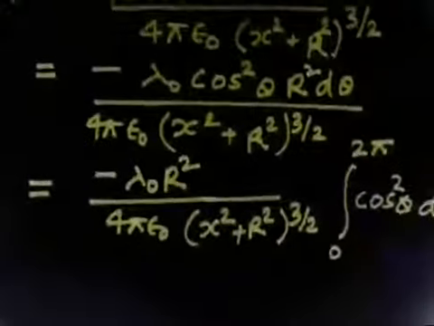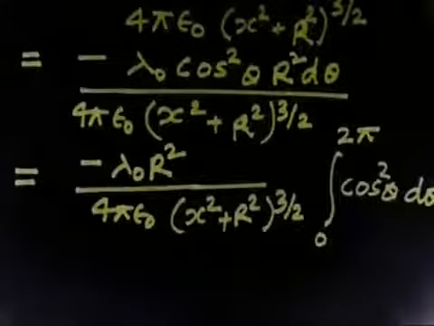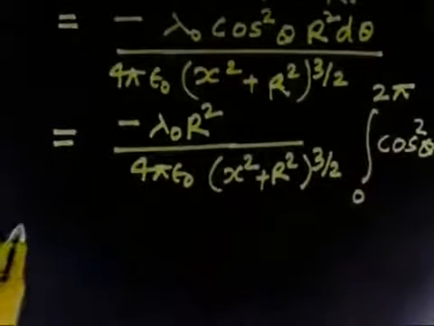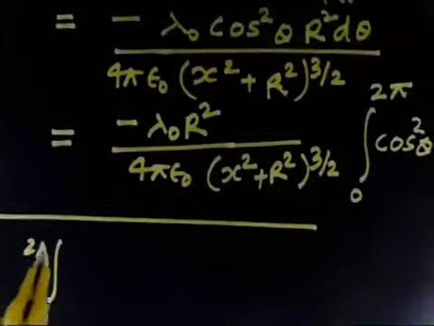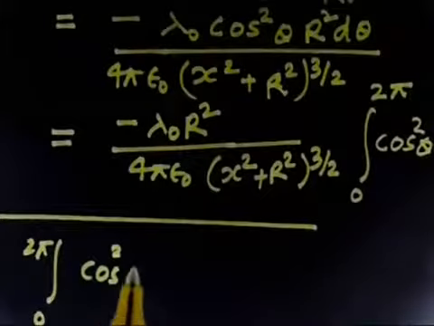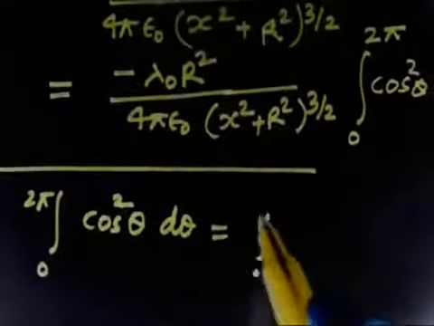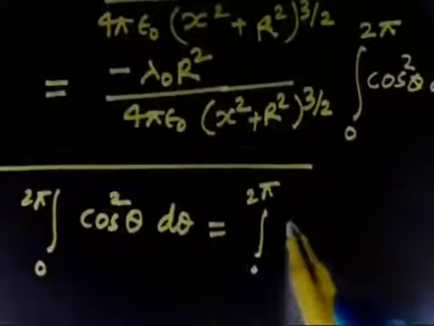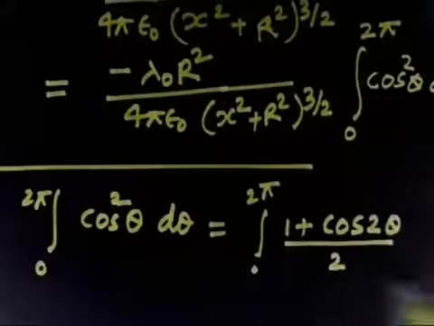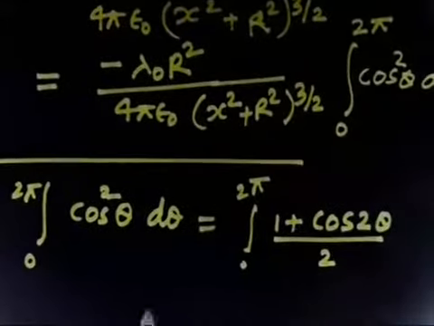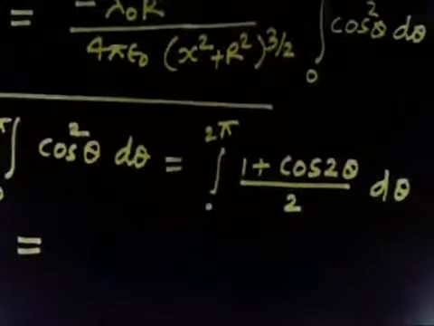Now I have to do integration of cos square theta d theta from 0 to 2 pi. So let me do this integration. Integration of 0 to 2 pi cos square theta d theta, and cos square theta can be written as 1 plus cos 2 theta, divided by 2. Now this can be written as two integrations. Are you getting on? This is mathematics, you have to do it yourself.